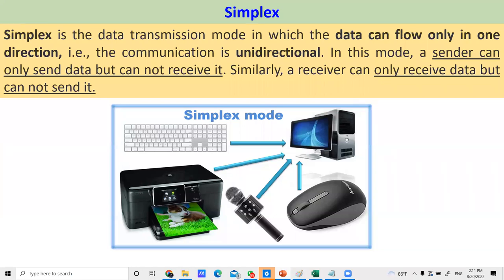Data transmission between computer and other peripheral devices is always simplex.